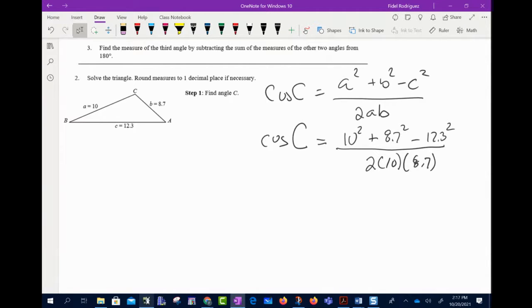Guys, let me ask you a question. How am I going to find my angle C? If it's cosine, what do I need to do to get rid of the cosine just so that I can get the C? Say it again. Inverse cosine. Very good.